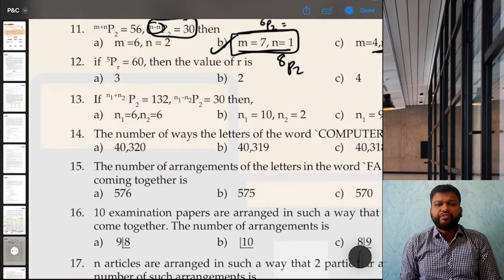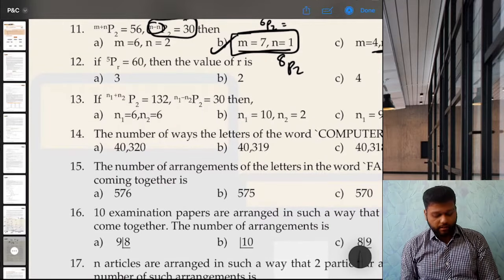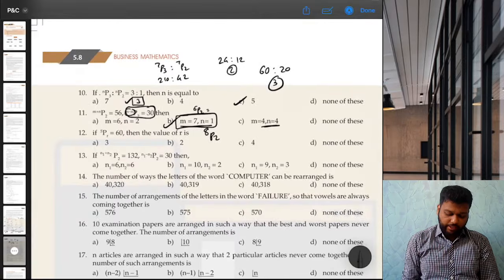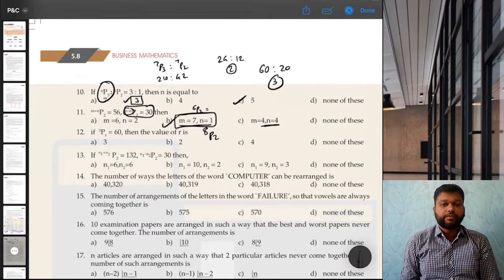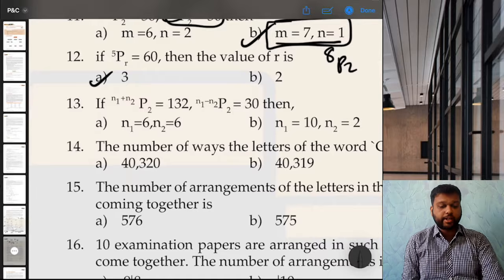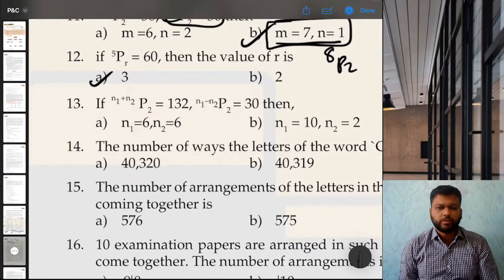12th. If 5pr is 60, then what is the value of r? Again, we'll go by options only. We just checked here in the 10th question that 5p3 was 60, right? So 3 is the correct answer, option A. You can solve it also, that is fine.